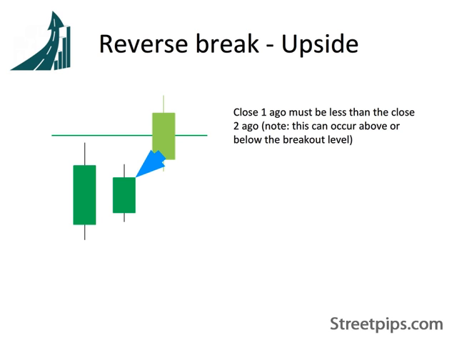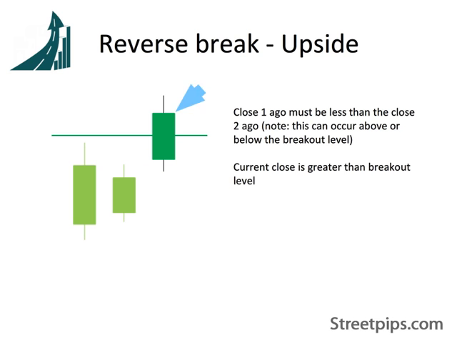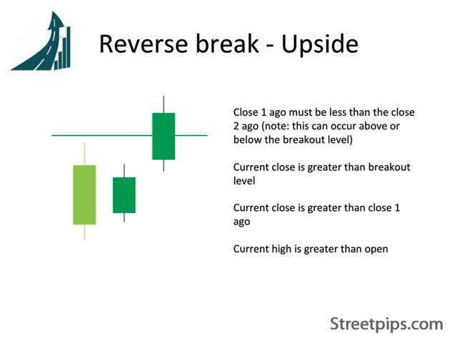Firstly, the close price 1 period ago must be less than the close price 2 periods ago, as shown in the diagram. This can happen above or below the breakout level. The next criteria is, current close must be greater than the breakout level. The third criteria is, the current close must be greater than the close 1 period ago, as shown. Fourth criteria is, the current high must be greater than the current open.